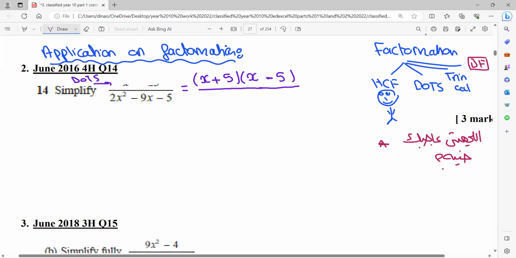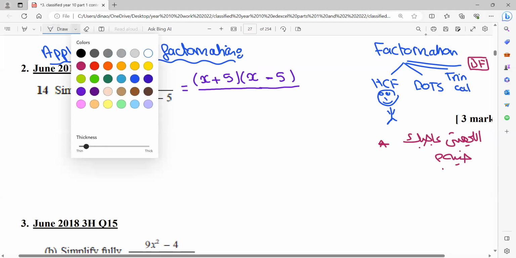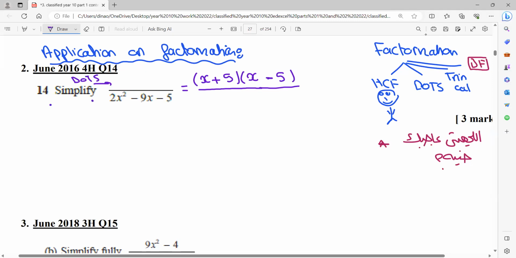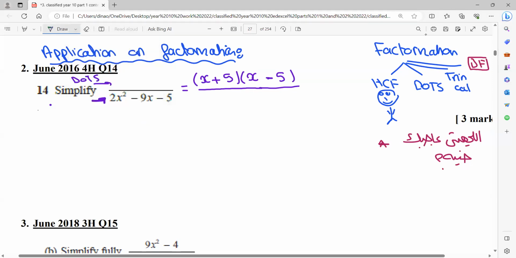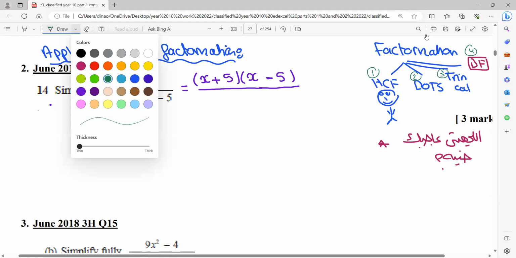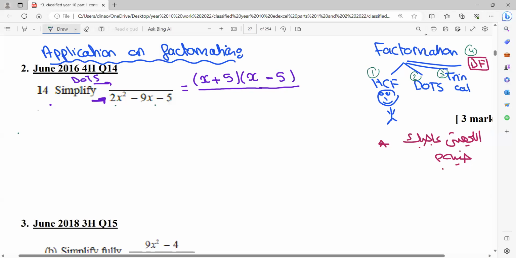Now, I will hide the numerator and pretend that it does not exist. Then I will factorize the denominator. Now, how do I factorize the denominator? Again, always stay organized when you think, and think in the same order so you don't get lost. The first thing you think about is, can I take highest common factor here?